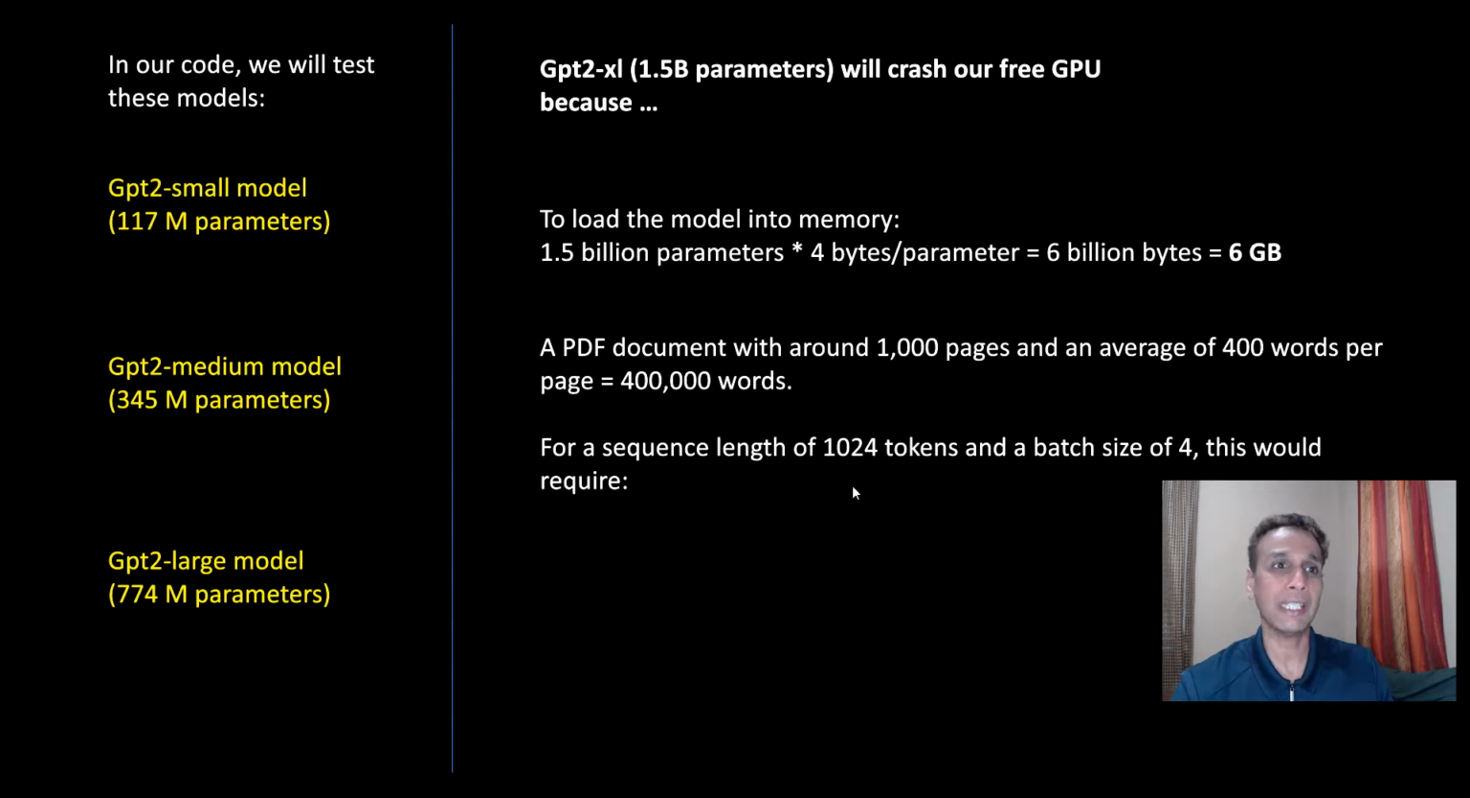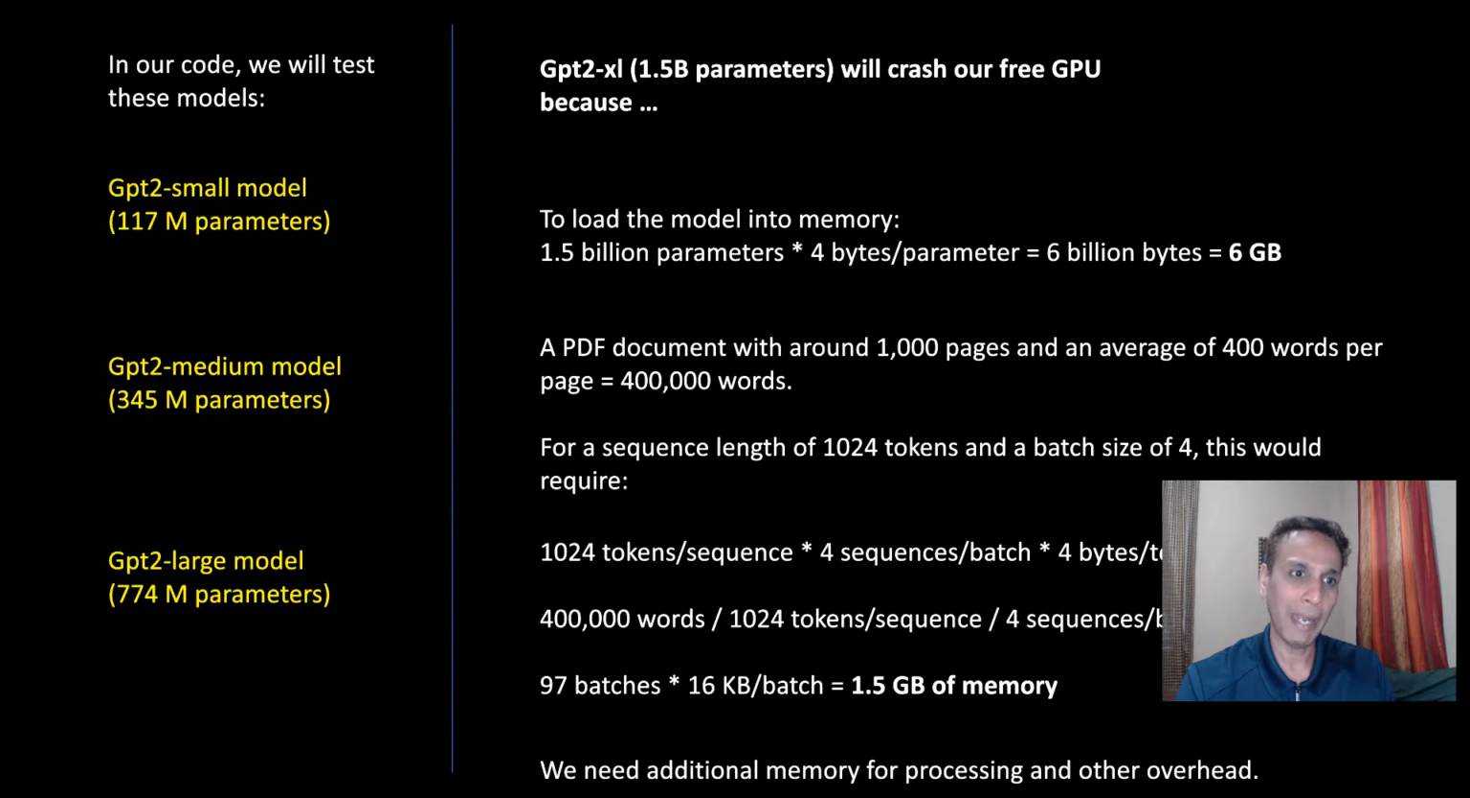So if our sequence length is 1024, which is what GPT-2 can handle, that many tokens and a batch size of 4, that means, if you do the math, we need 1.5 GB of memory just to load this single PDF document, tokenize it, and do all that kind of stuff. So just imagine the type of resources you need to train these models on large amounts of data. It's not practical, but we are going to train using a single PDF document on all of these models.